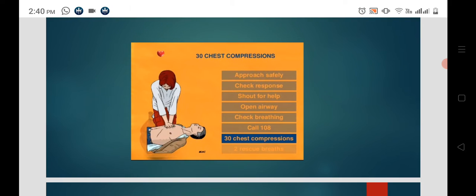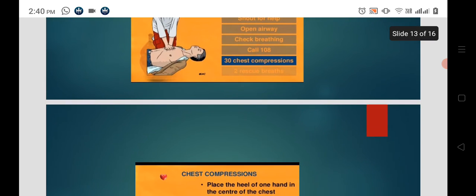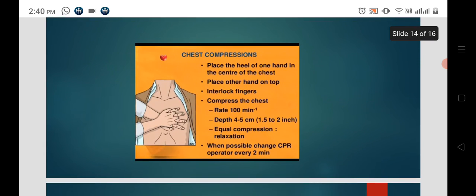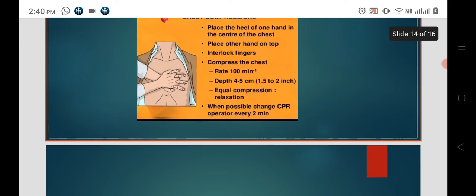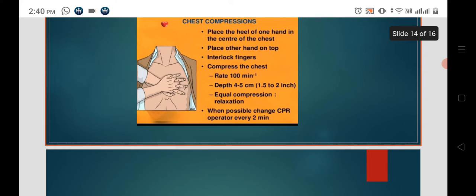You will do the 30 chest compressions. How will we do the chest compressions? You will place, like in the picture you can see, the heel of one hand in the center of the chest of the patient, and place the other hand on top of your hand, and then interlock the fingers, and then you start the chest compressions like in the picture you see. You place your hands on the patient's chest with the fingers interlocked, and then you start the compressions of the chest.